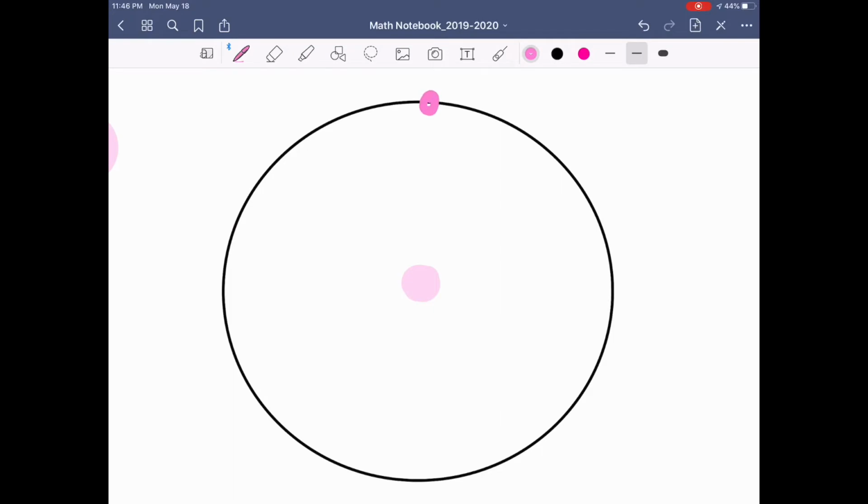If we draw a central angle, which remember an angle has to have 3 points, a central angle is 2 points on the circumference, 1 point in the center, and then they're connected. So this is our central angle right here. Okay, let's label it O.